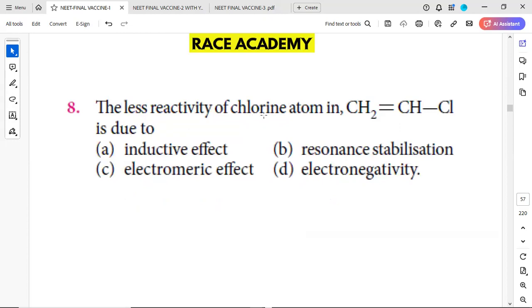Question number 8. The lower reactivity of the chlorine atom in vinyl chloride is due to which reason? As you all know, the double bond and the chlorine lone pair of electrons undergo delocalization to give resonance stabilization. So resonance stabilization is the reason behind the lower reactivity of the chlorine atom in vinyl chloride. Due to that, the carbon-chlorine bond acquires double bond character and the bond shortens. Chlorine firmly attached to carbon is not easily substituted. So we cannot substitute chlorine in CH2=CHCl. So the second option is the right option.